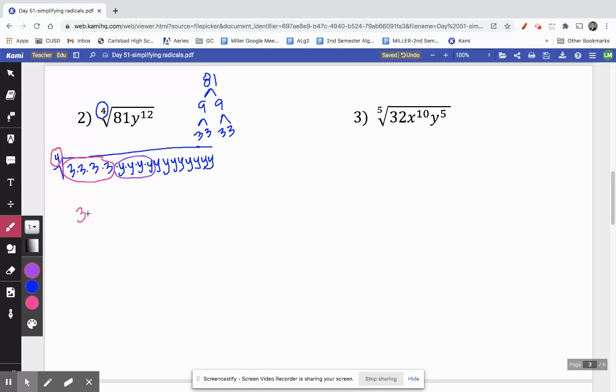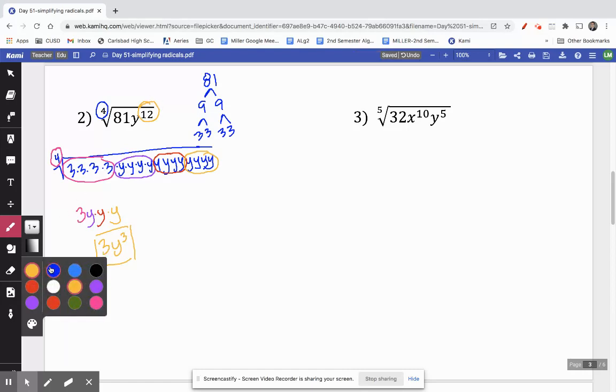There's a group of 4, so one gets to come out. Here's a group of 4, so one of them gets to come out. And here's a group of 4, so one of them comes out. So my answer is just 3y to the 3rd. Again, everything has a group of 4, and you might notice that y to the 12th is a multiple of 4, so everything's going to get to come outside there.